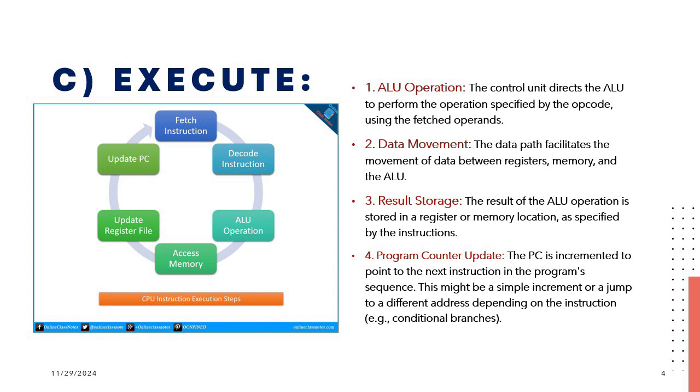Result storage. The result of the ALU operation is stored in a register or memory location as specified by the instruction. Program counter update. The PC is incremented to point to the next instruction in the program sequence. This might be a simple increment or a jump to a different address depending on the instruction. Example, that's the conditional branches.